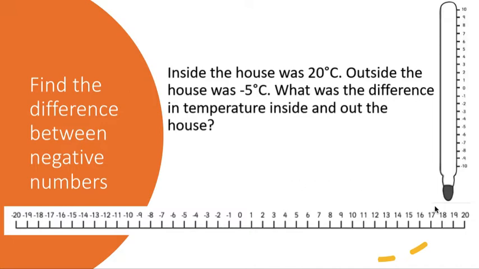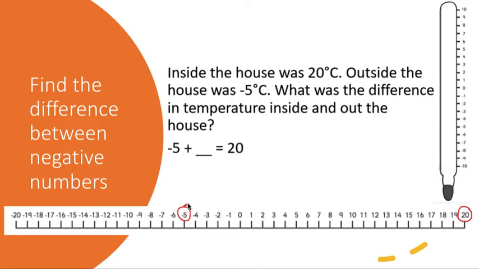Let's work it out together. Well, if inside the house was 20 degrees and outside was minus 5 degrees, what do we count on to get to 20 degrees? What's the difference between these two numbers?